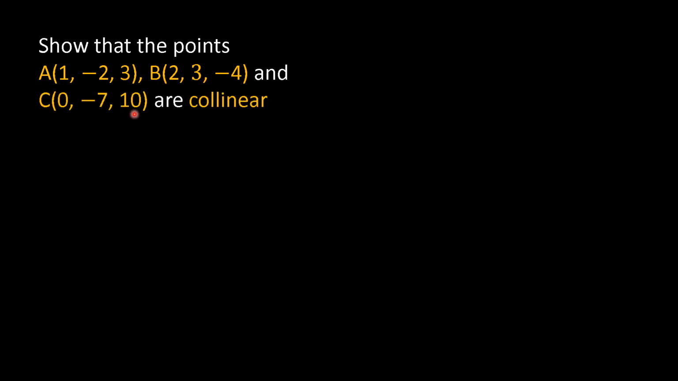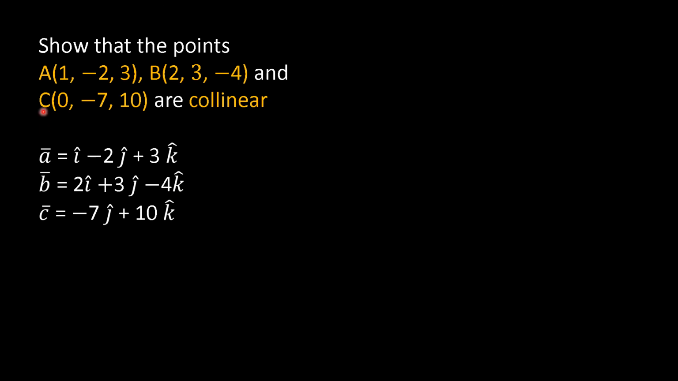We have to show that the points A (1, -2, 3), B (2, 3, -4) and C (0, -7, 10) are collinear points. First we will write A bar, which is the position vector of point A, as i cap minus 2j cap plus 3k cap, and B bar, which is the position vector of point B, as 2i cap plus 3j cap minus 4k cap, and C bar, the position vector of point C, as minus 7j cap plus 10k cap.